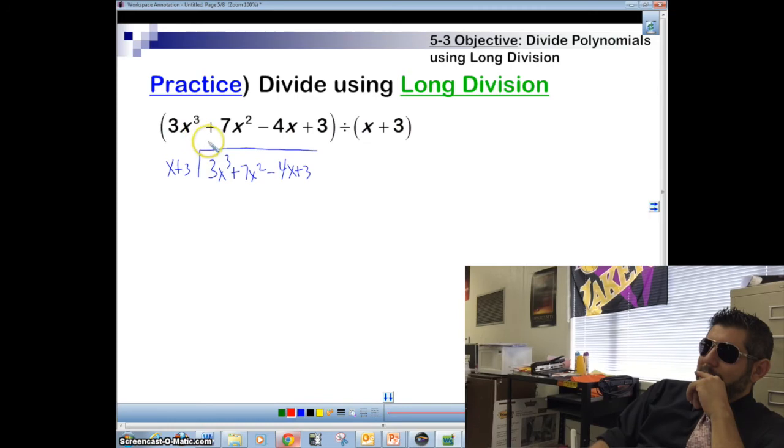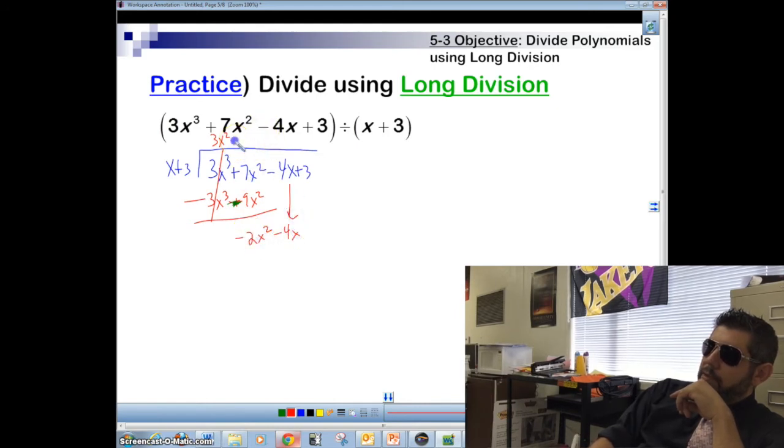Okay, so we get 3x here squared. So we're gonna get 3x cubed plus 9x squared. All right, change the sign, change the sign. These guys go, and that sign, don't forget to change it. All right, so then we're gonna get negative 2x squared. Gonna bring down the 4x. So we're gonna do minus 2x now, and that's gonna give me negative 2x squared minus 6x.